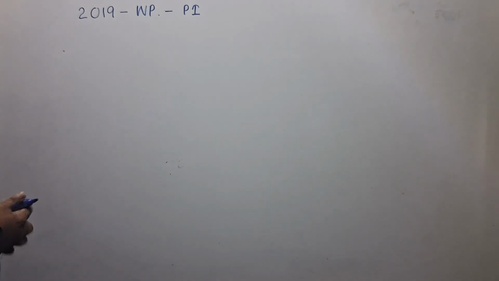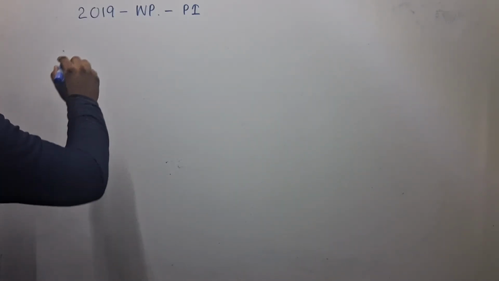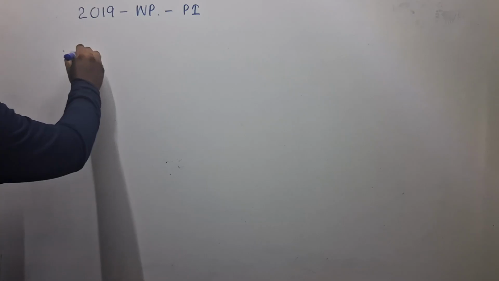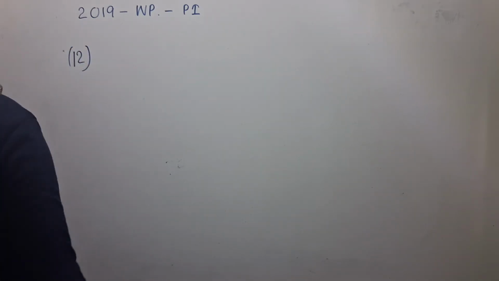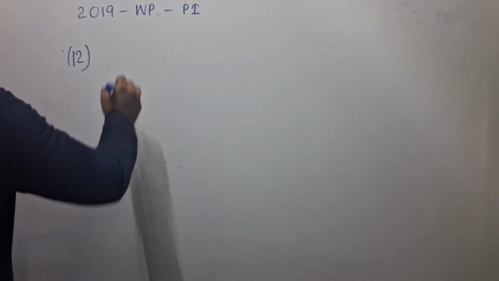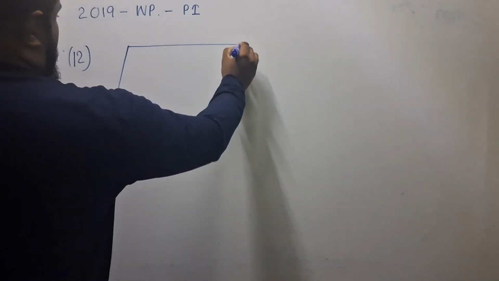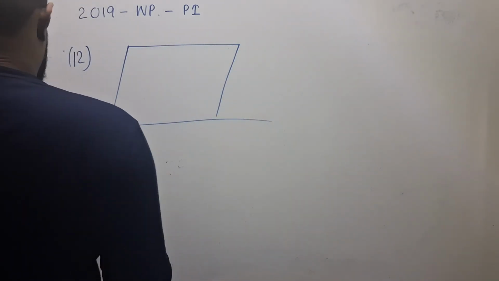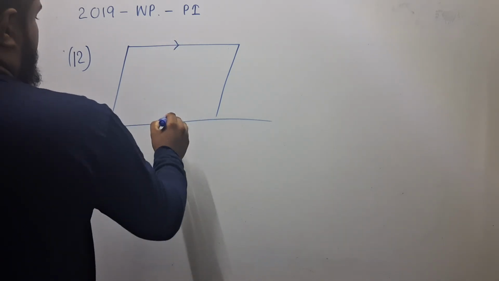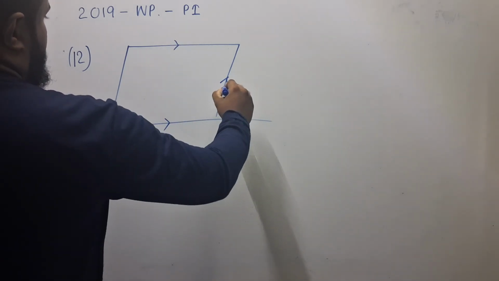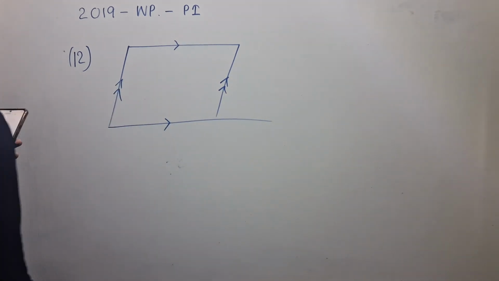Question number 12. According to the information given in the figure, find the value of x plus y. They have mentioned this side is parallel to this side and these two sides are parallel. So it's a parallelogram.